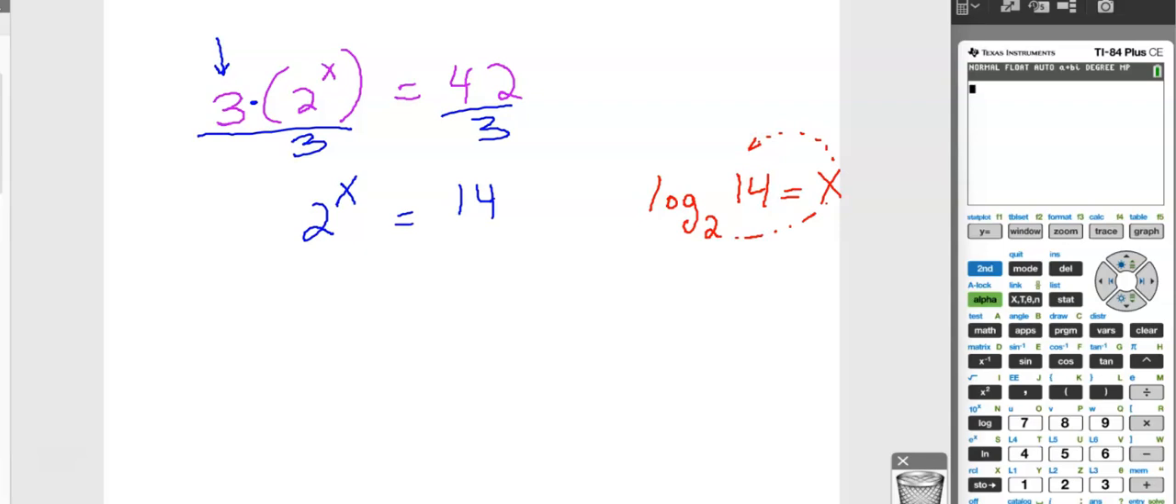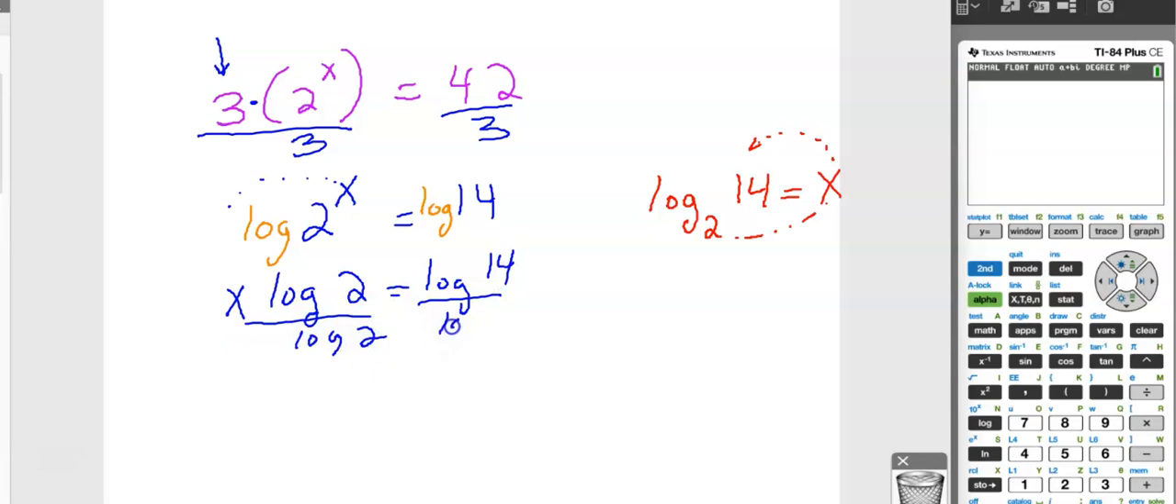Or another way to do this is a basic rule in Algebra 1: what you do to one side of the equation, you do to the other side. Since we're in a logarithmic chapter, we're going to take the log of both sides. Remember one of the properties of logarithms: if you have an exponent, it actually comes out front. And then all you have to do is simply divide both sides by log 2. So x equals log 14 divided by log 2.